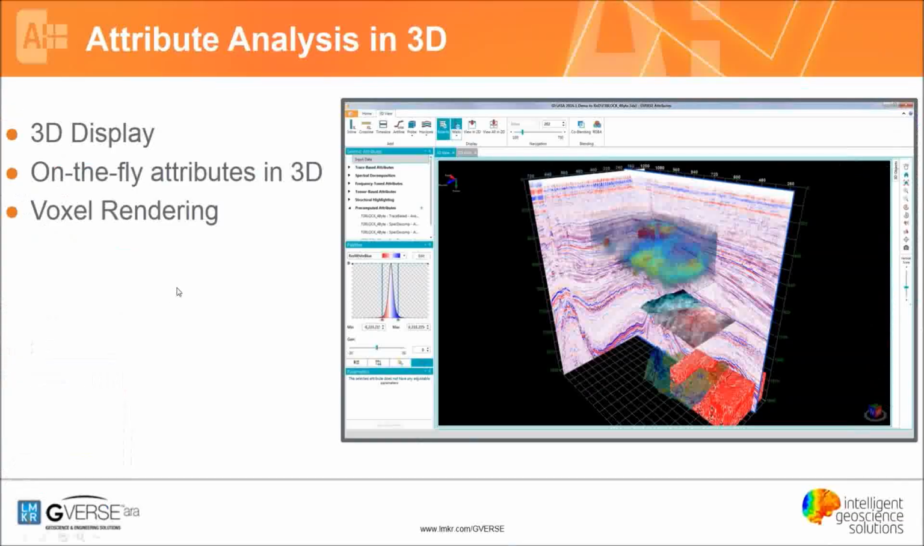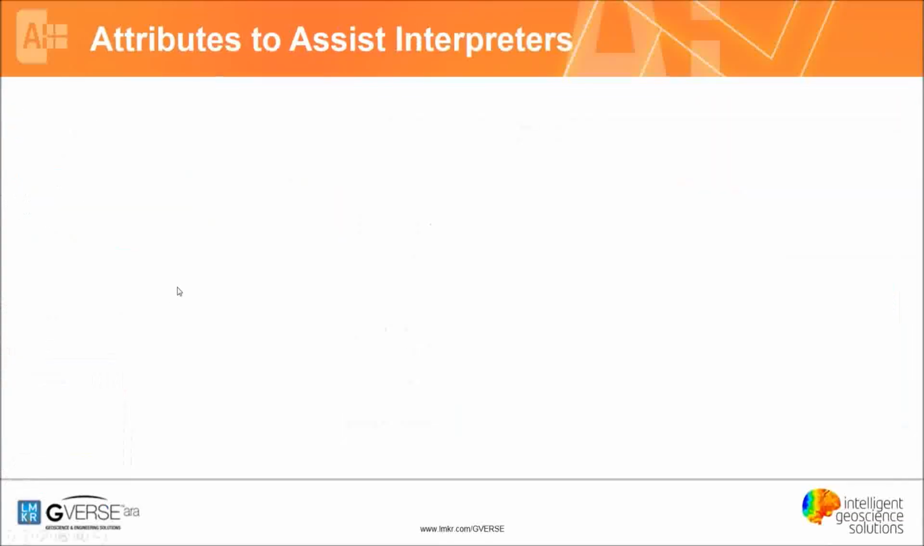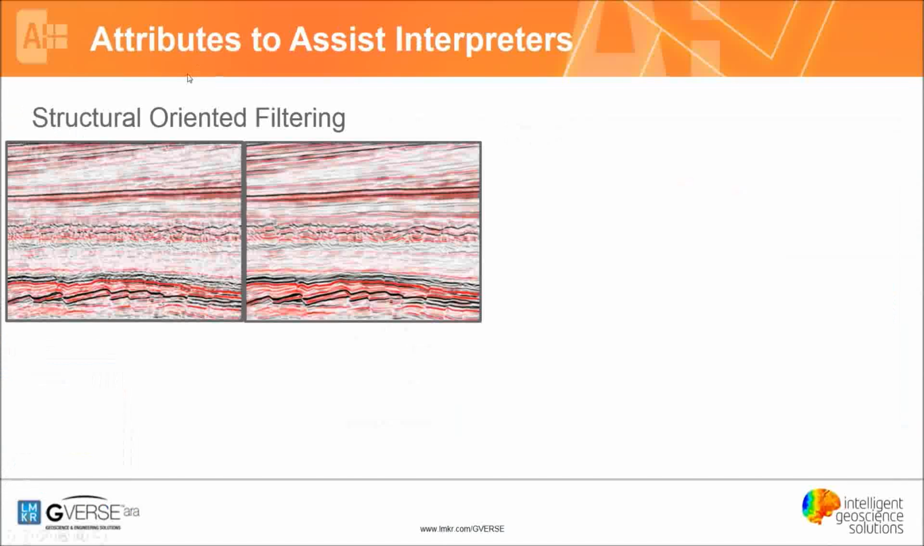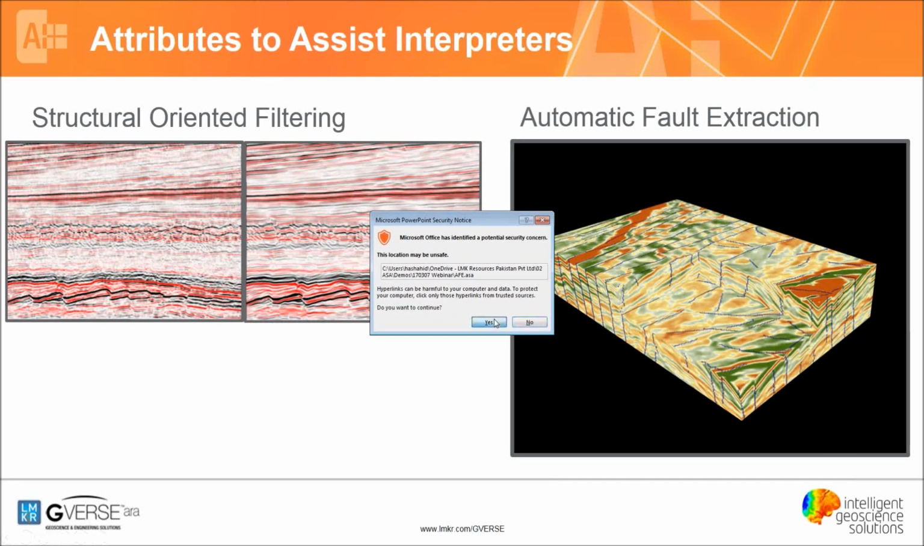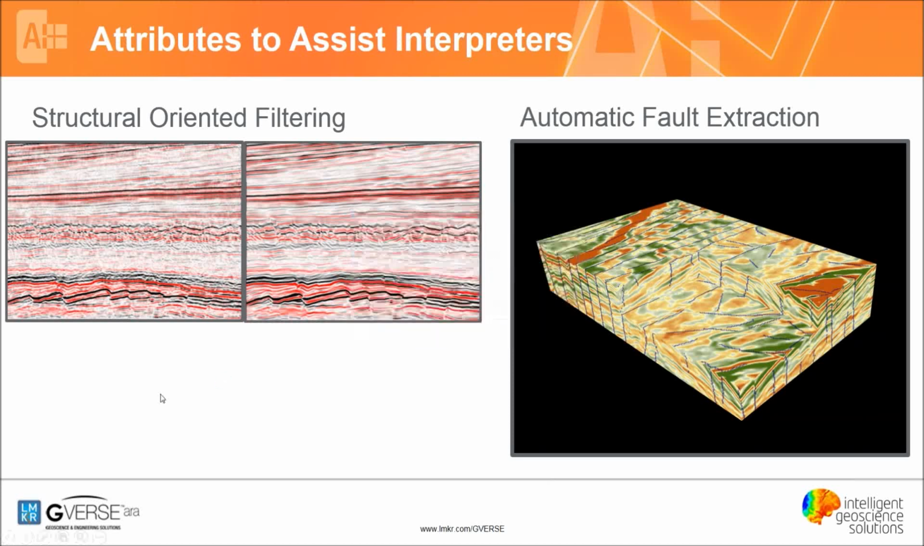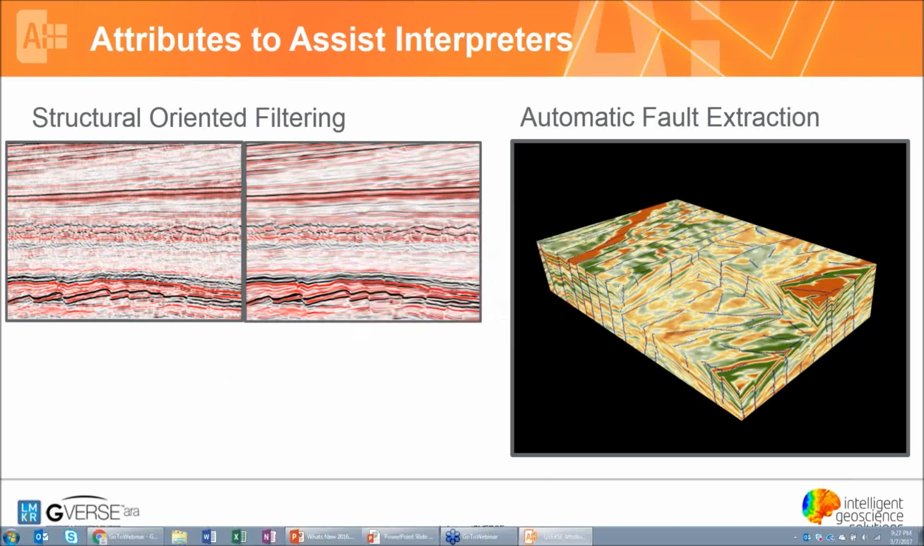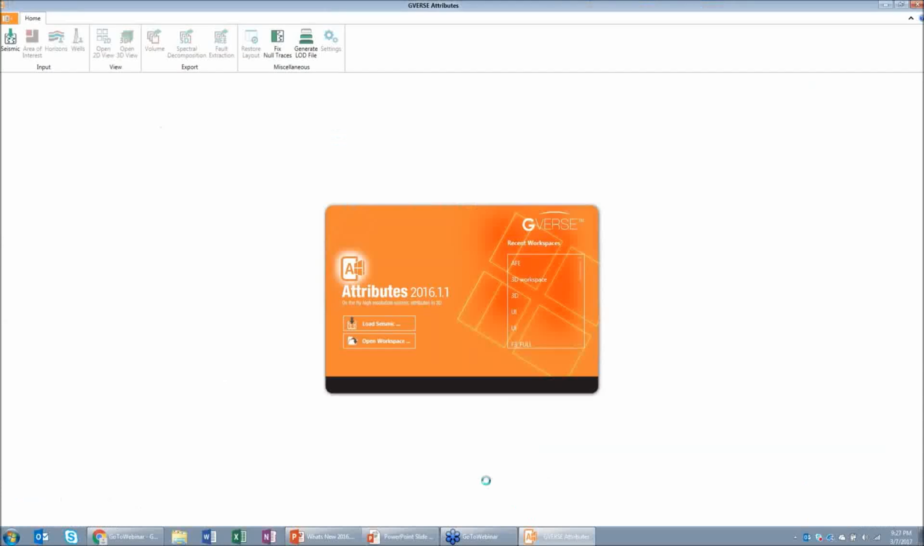Okay. So that's what we've been doing in 3D. Next, we have a couple of very nice new attributes that we've created to help directly with your interpretations. These are the structure-oriented filtering and the automatic fault extraction attributes. Again, I'm going to launch a workspace to show these two attributes to you.